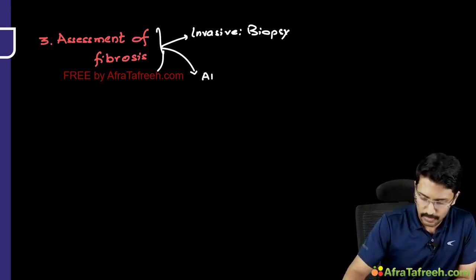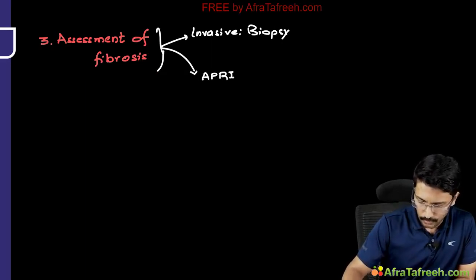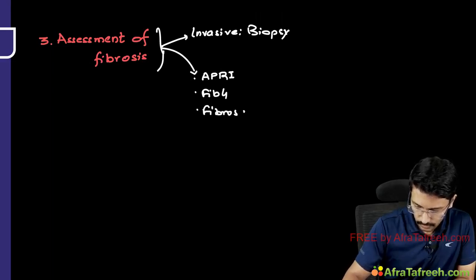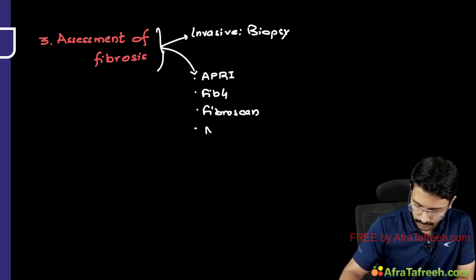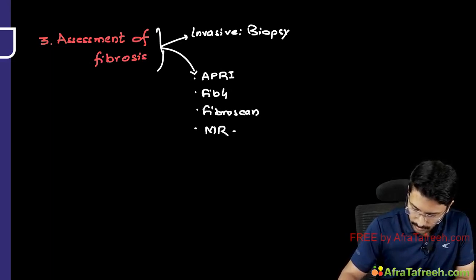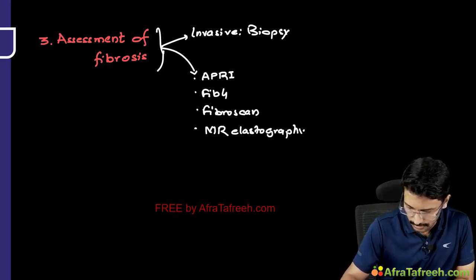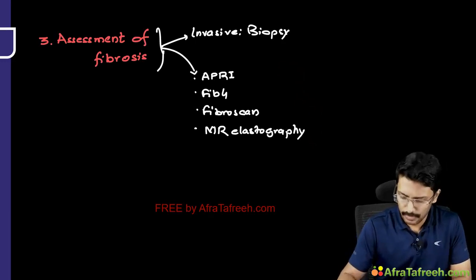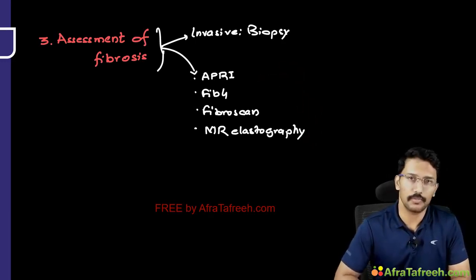The simplest one I can list is APRI. Apart from APRI, there is the FIB4 test, and then we have FibroScan. And we can also think of MR elastography. So I can go on listing the investigations that can help non-invasively assess the degree of fibrosis, but these are the common things that we need to remember.